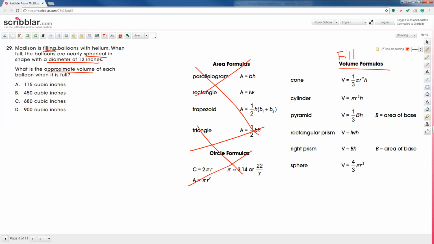So we've identified from the filling that it's volume. Then it says it's nearly spherical. So we look at our possible options: cone, cylinder, pyramid, prism, right prism, sphere. We've already talked about how rectangular prism is basically a box. A sphere is like a basketball or baseball or a full balloon. It's a round ball, but the fancy math term for it is sphere. So now that we know which formula we need to use, we've got to use the volume formula for sphere.